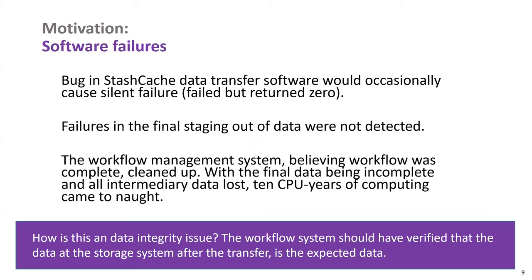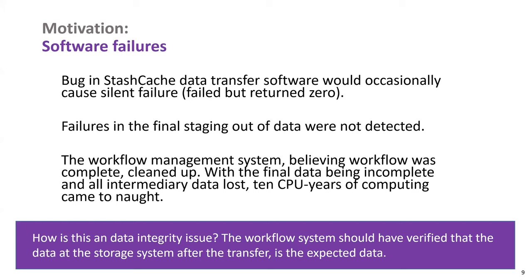We all know that there's no such thing as a perfect piece of software, a bug-free piece of software. Here's one example: one of the transfer protocols that we use in Open Science Grid is called StashCache. To be fair, this was in the beta version of StashCache, but there was a bug where it returned a faulty exit code. It said it had a zero exit code even though it had failures.